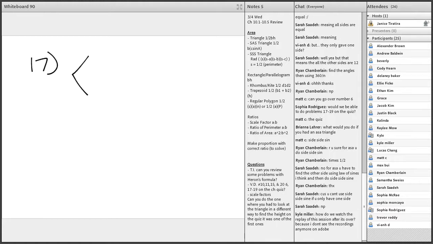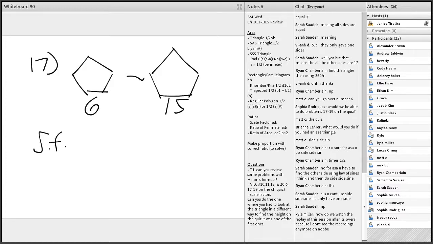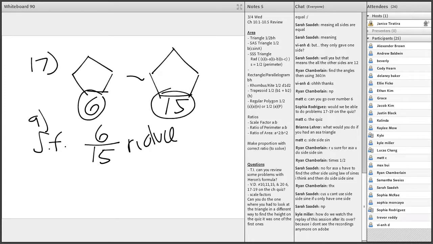Okay, so here it is, number 17. You were given a pentagon, and they said they're similar. This says the figures are similar. So this was 6 inches, 15 inches. So boom, first question was, what's the scale factor, part A? So right away you look at these two numbers and you make it a fraction. But that's not your best answer. You need to reduce it. So divide the top by 3, divide the bottom by 3.